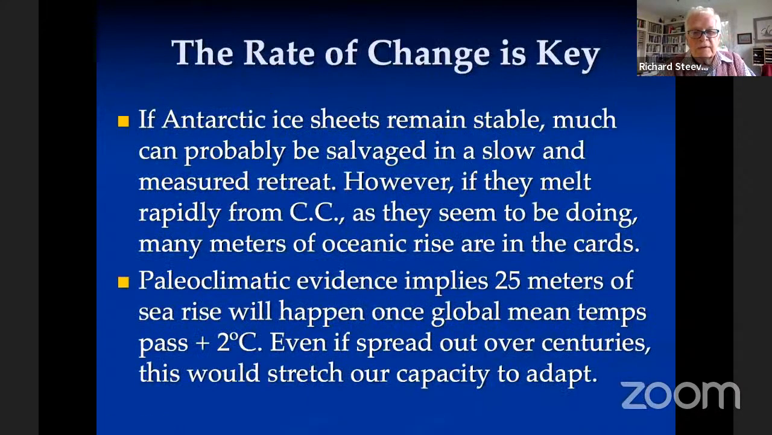The rate of change is key. If the Antarctic ice sheets remain stable, much can be salvaged. However, if they melt rapidly, as they seem to be doing now, many meters of oceanic rise are in the cards.